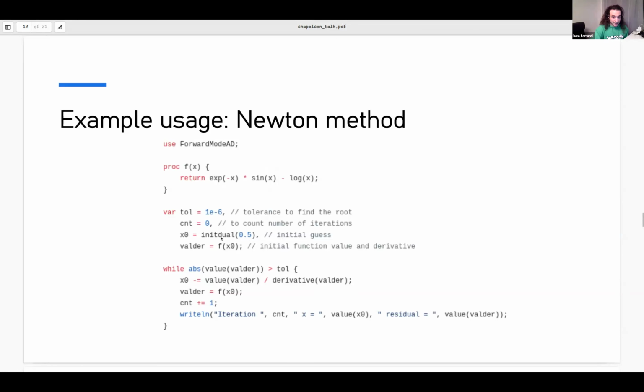And then when I evaluate this function on this input, it will automatically compute the derivative on the dual part and propagate the computation through the chain rule with all the rules for derivative of x, derivative of sine, derivative of log, and so on. And so this dual number will have the value of the function at 0.5 and the value of the derivative at 0.5. And then I can do the update rule of the Newton method, where I subtract the value divided by the derivative, and then I evaluate again. And now since x is a dual number, when I evaluate the function it will automatically compute function and derivative.